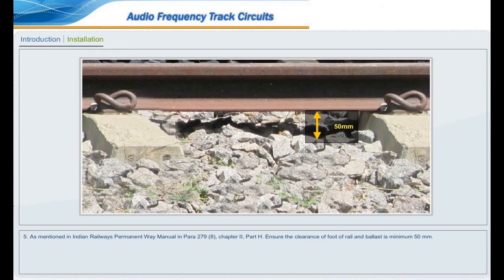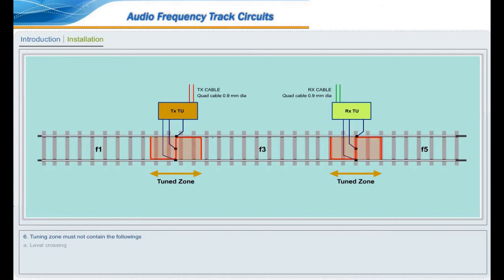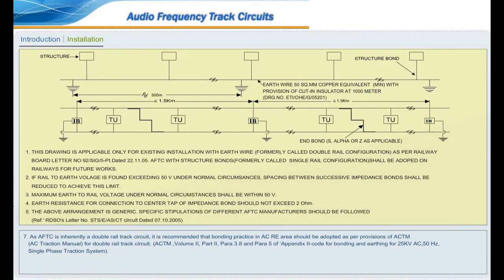Tuning zone must not contain the following: level crossing, catch point, expansion joint, TPWS or AWS track equipment, impedance bonds, old bypassed insulated rail joints, structure bond and cross bond. As AFTC is inherently a double rail track circuit, it is recommended that bonding practice in AC railway electrified area should be adopted as per provisions of ACTM, the AC Traction Manual for double rail track circuit.